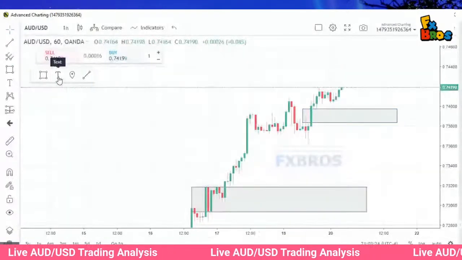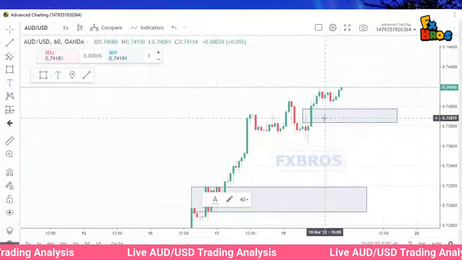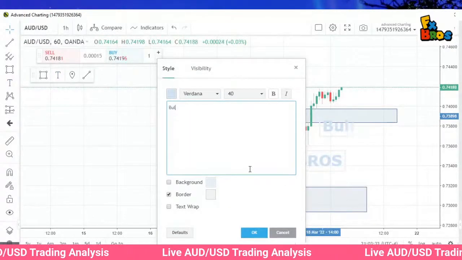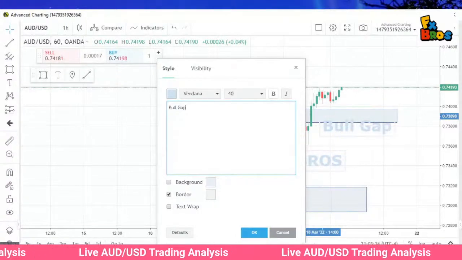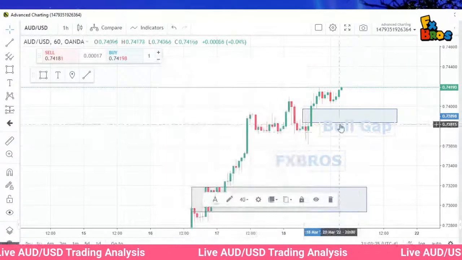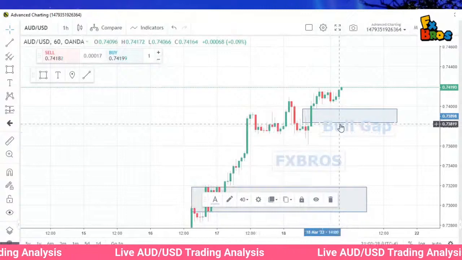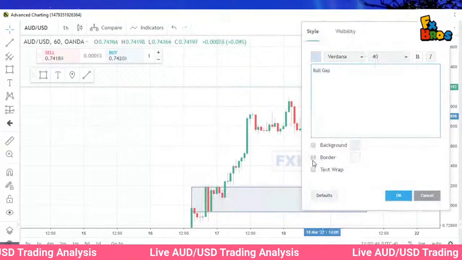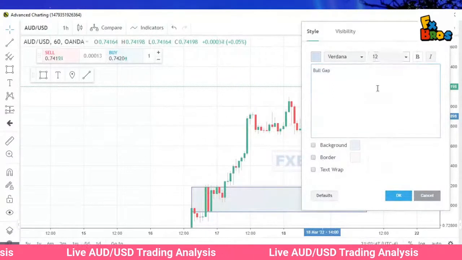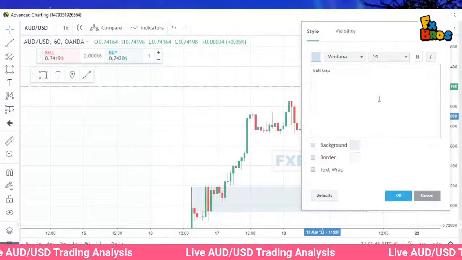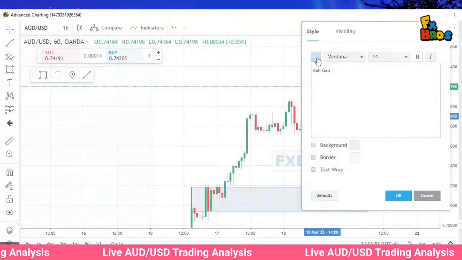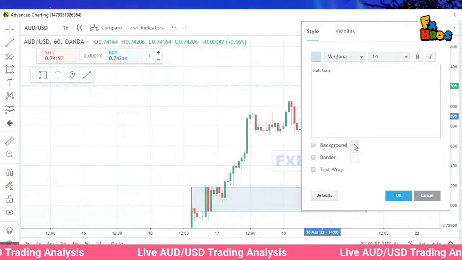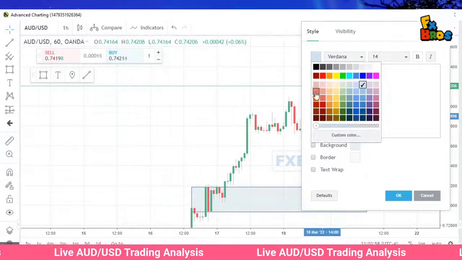One other thing, I like the fact that they have text. And I want to change this text because I got too much going on. Let me take that board off, change the size back down to 14, and change the color to red.